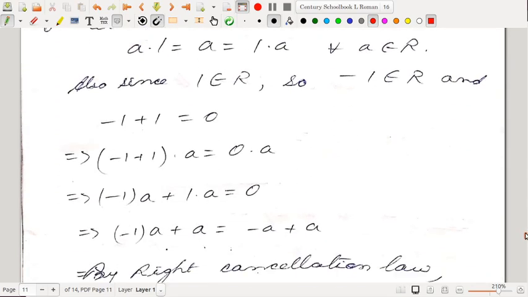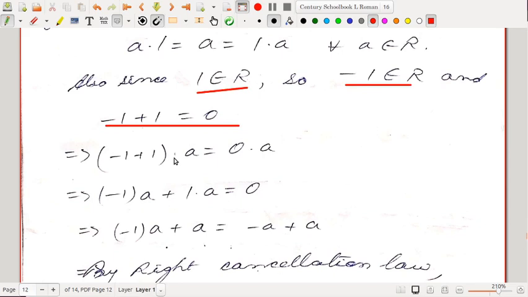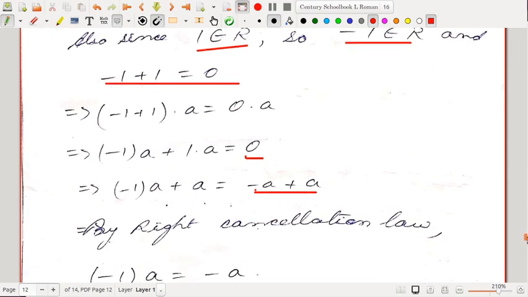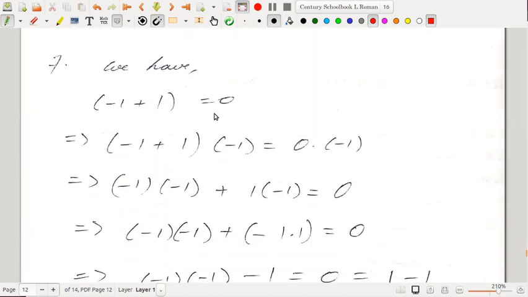Number 6 is we have a into 1 equal to a equal to 1 into a for every a inside R. So since 1 is an element in R, so minus 1 is also an element in R, and minus 1 plus 1 is always 0. Okay, so you multiply this by a, so it's minus 1 into a plus 1 into a is 0. Okay, but instead of this 0, again I can write minus a plus a. Okay, and 1 into a can be written as a. So again by right cancellation law, minus 1 into a is same as minus a.